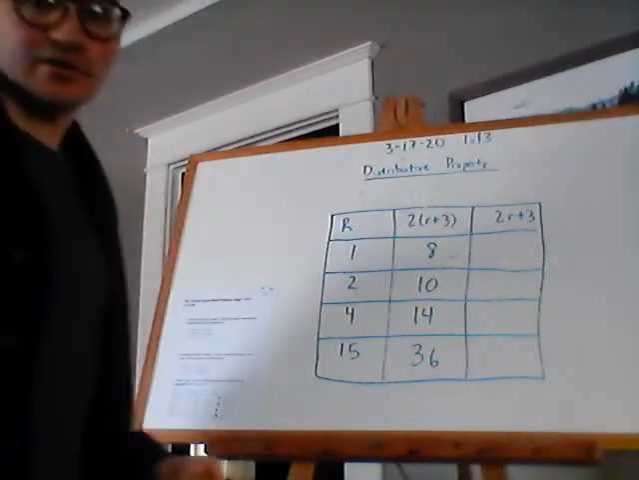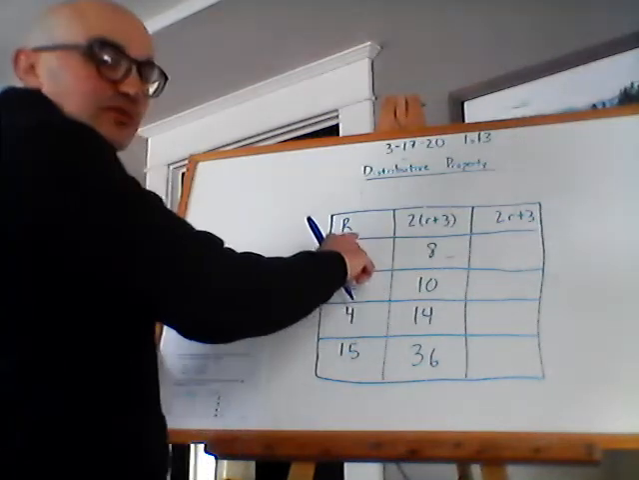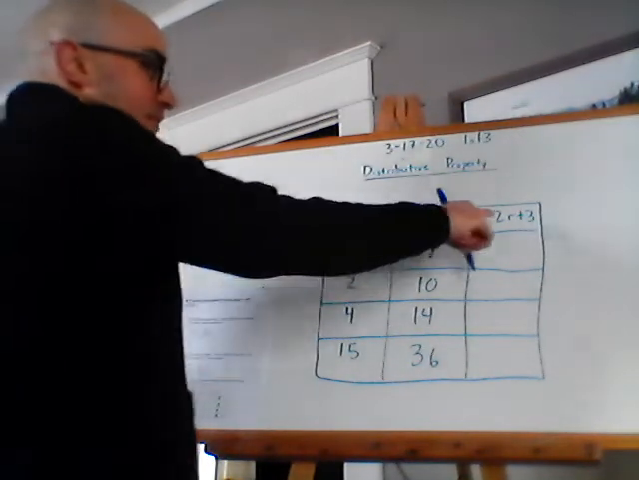Let's move over to the other column here. 2r plus 3, even though they look really similar, they're not equivalent. They don't have the same value. We'll find out real quick.